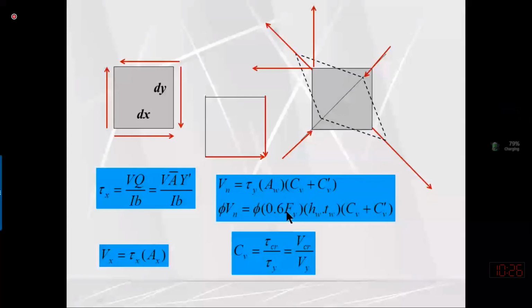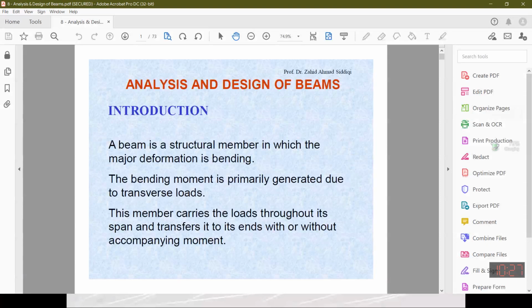So forget about this Cv prime for the time being. In our previous topic, beam design, we are considering only this formula: tau y times the area of the web times Cv, and the Cv value is equal to 1 if the height of the web over the thickness of the web is less than 2.24 root E over Fy. If you remember, that was only for hot rolled sections.